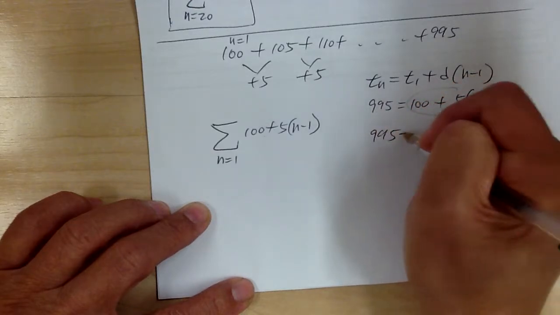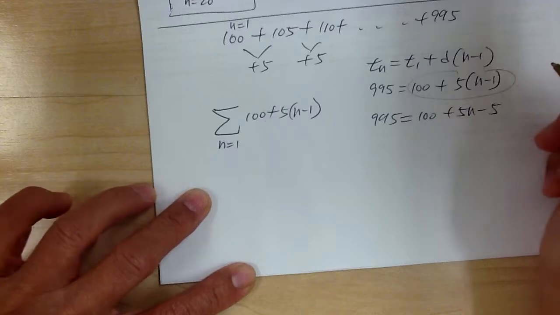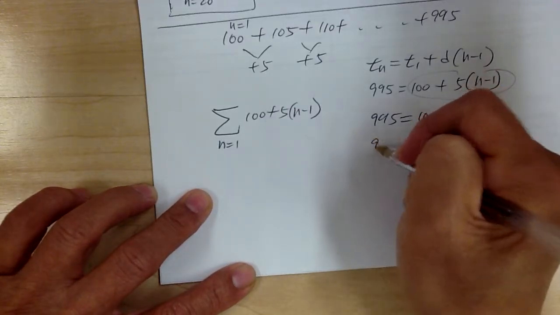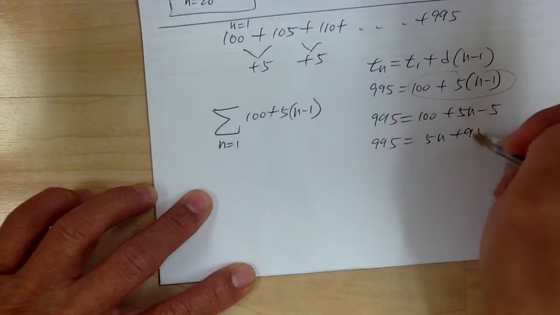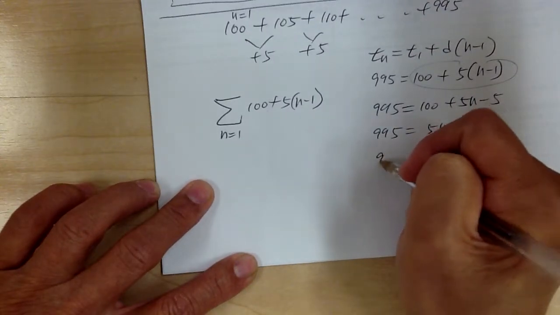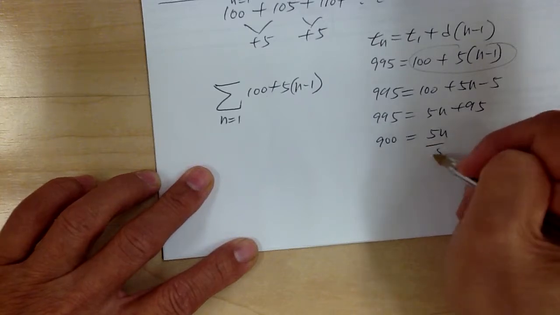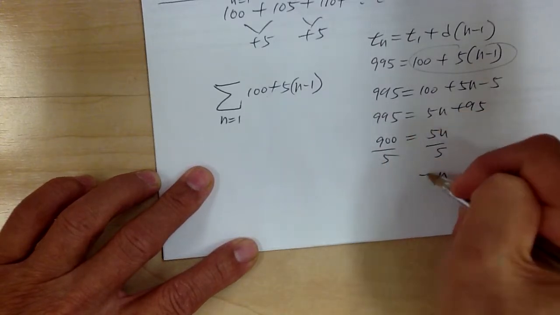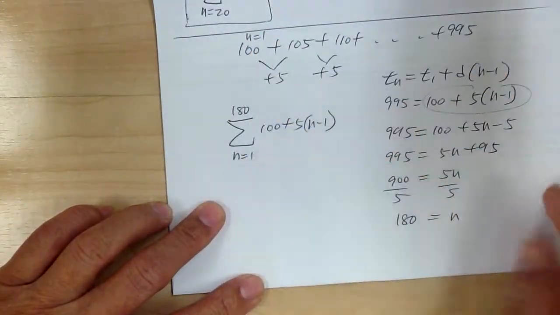So 995 equal to 100 plus 5n minus 5. And so you have 995 equal to 5n plus 95. So you have 900 equal to 5n. Divided by 5, n equal to 180. Okay, and that's it.